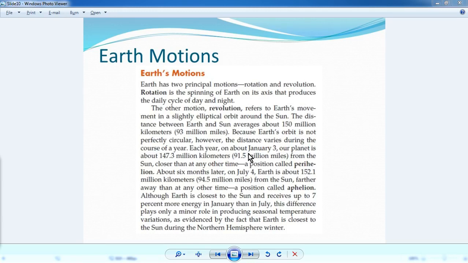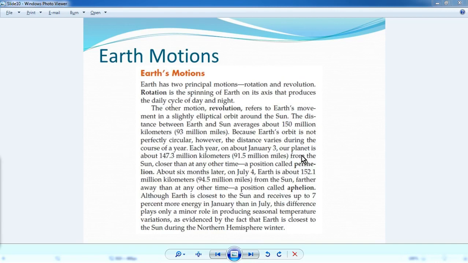Okay, on January 3, every year, this is every year, ha? Pinakaduol ang Earth sa Sun, 147.3 million. It's called the perihelion. Okay, January 3 na, pinakaduol. Pinakalayo po sa Sun, July 4, about 152.1 million kilometers. That is what we call as aphelion pod nga event. Okay?